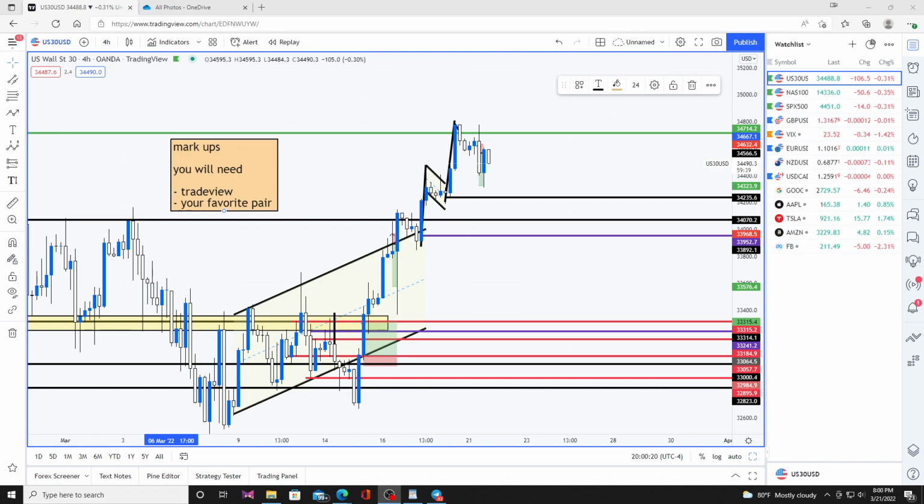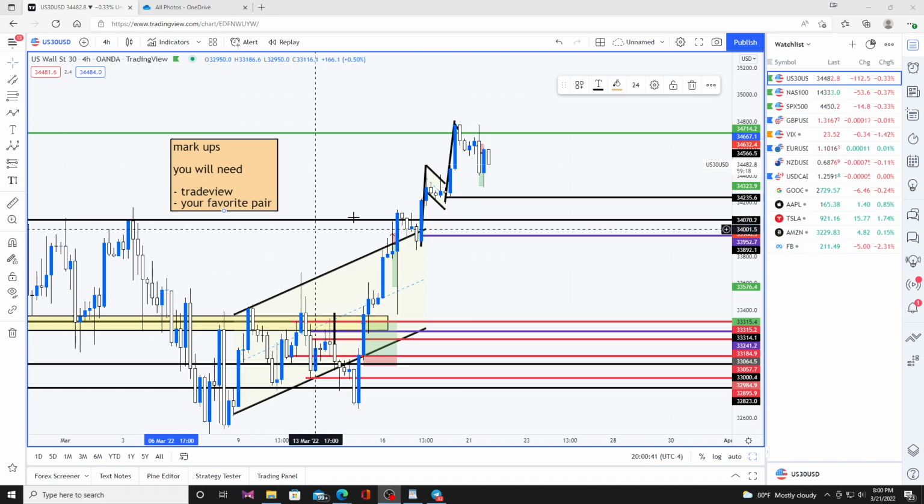With that being said, guys, what do you need for markups? You need TradingView and you need your favorite pair. So if you like Great British Pound, if you like US dollar, if you like NAS 100, if you like US30, go with your favorite pair and you can start marking it up the way I do it or the preferred way that you want to do it. With that being said, let's get started with the video.